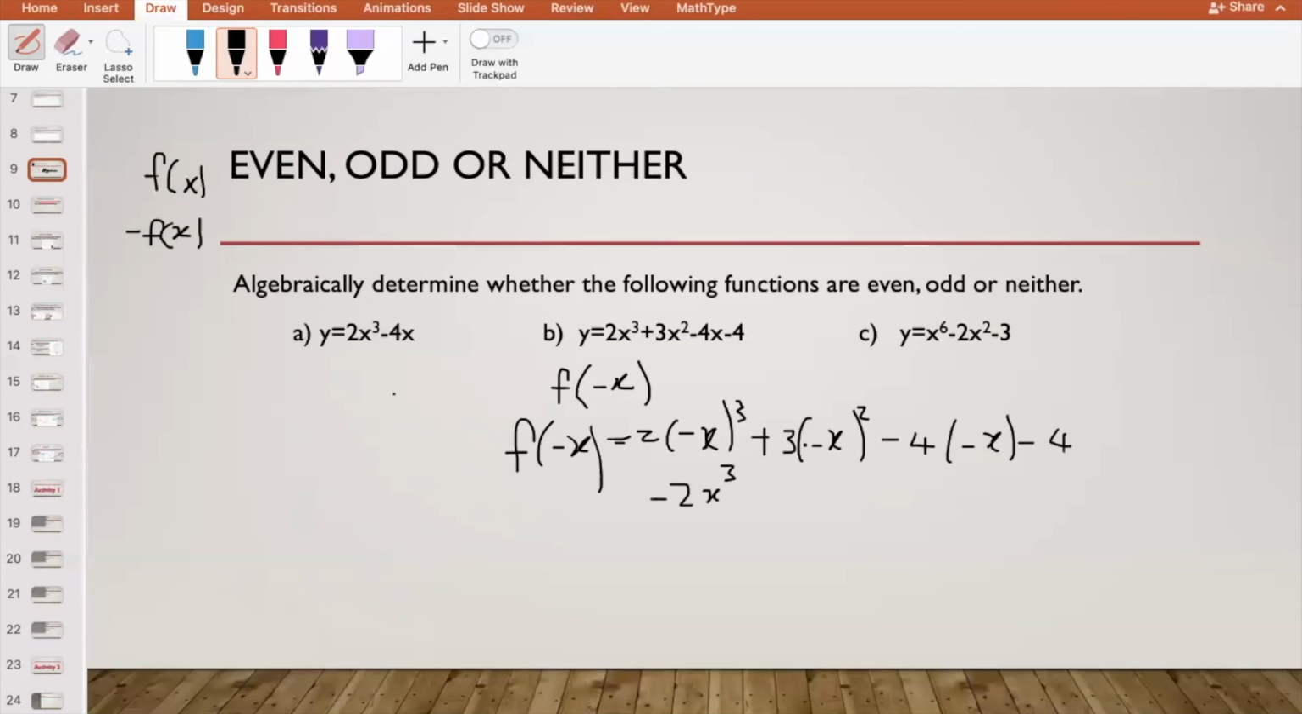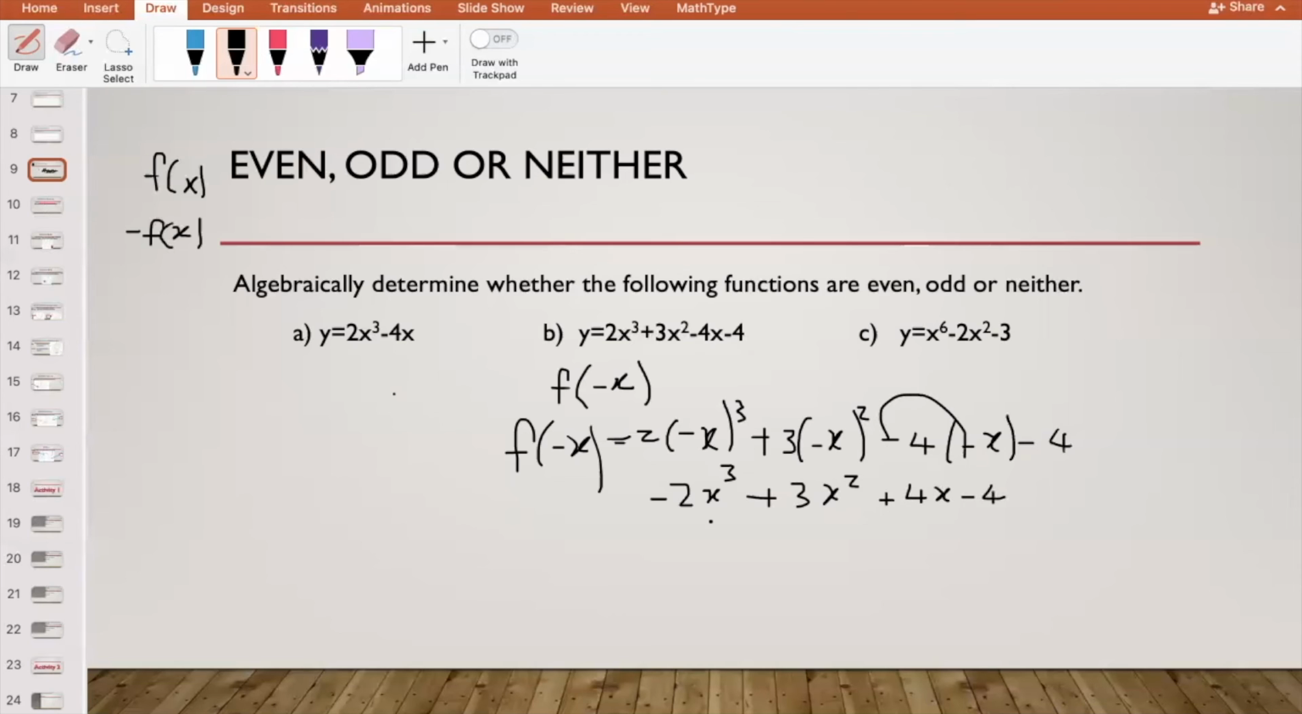When I square a negative number, it will give me positive. So that means here I will have plus 3x squared. Negative times negative, that's positive. So I have plus 4x minus 4.